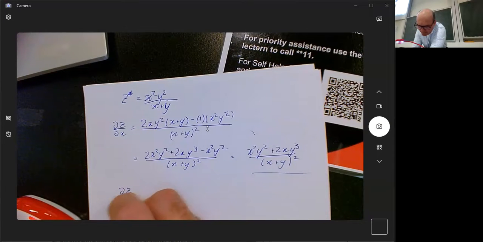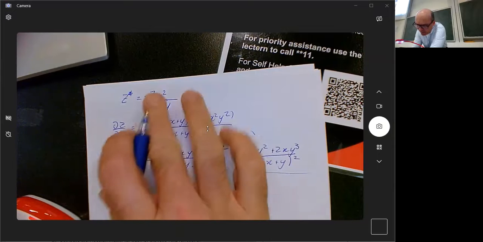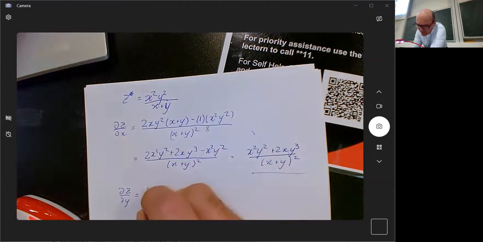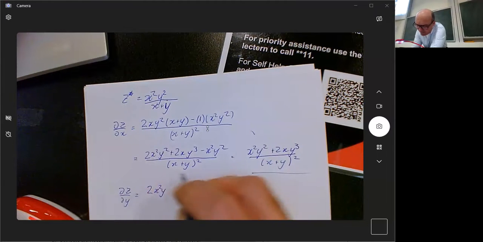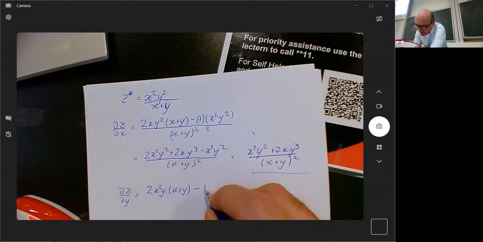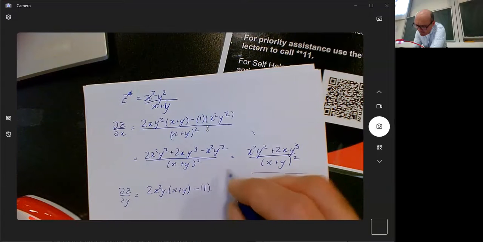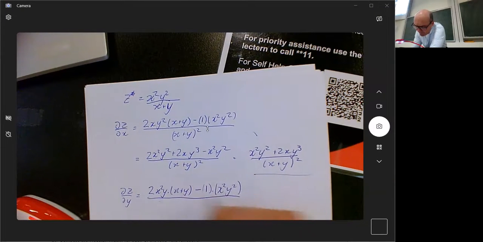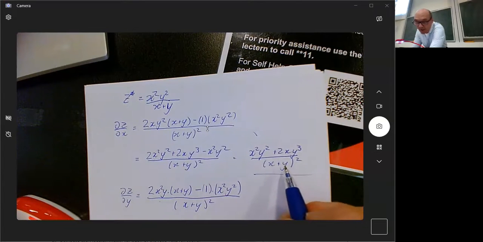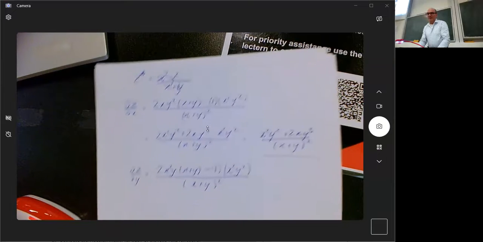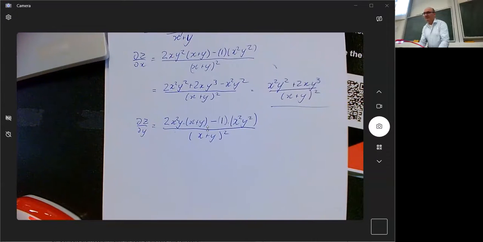So dz/dy is equal to, again, the derivative of the top line, 2x squared y, times the bottom line, x plus y, minus the derivative of the bottom line, which is just 1, times the top line, x squared y squared, all over x plus y whole squared. Notice how I didn't expand out the denominator. Pro strat: generally speaking, never expand the denominator.